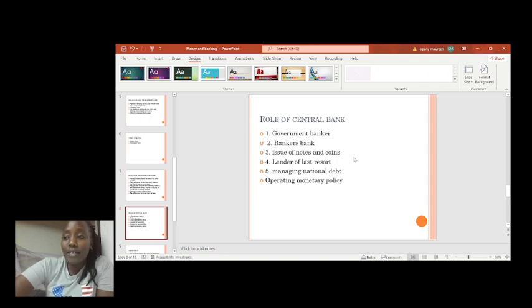And then we have operating monetary policy. So this is the regulation of the economy through the control of the quantity of money available and through the price of money.